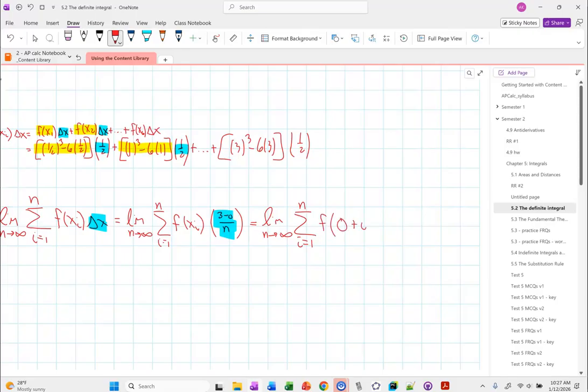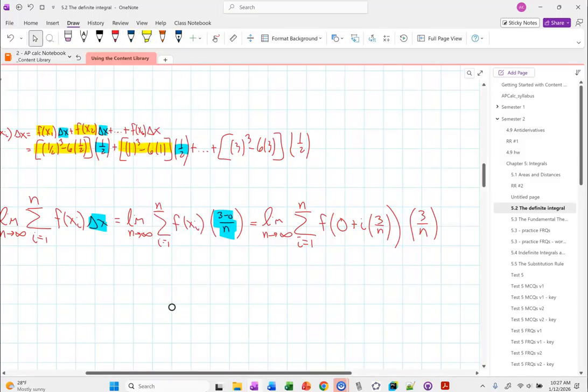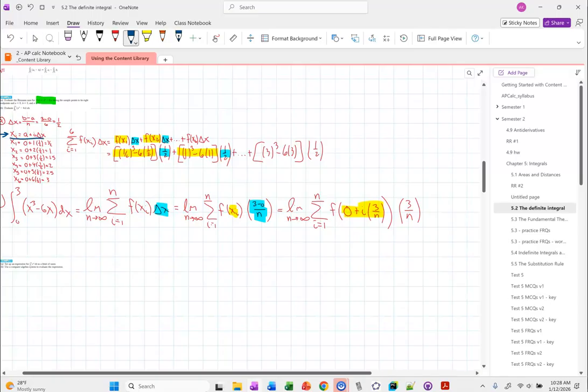A is 0, and delta x is 3 over n. Are you still doing okay? Where do you get the plus? I'm confused. Okay, so this is because I am using this formula here. Our A is 0, and our delta x is 3 minus 0 over n.